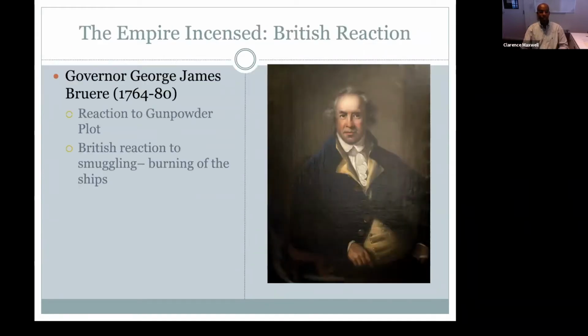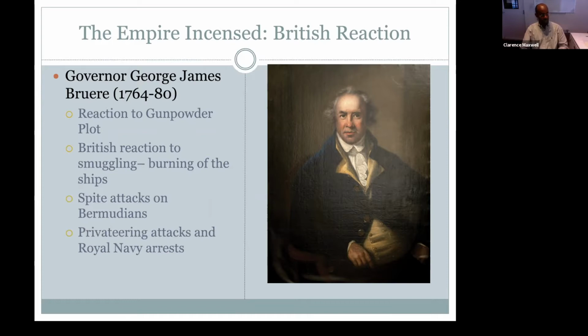Unsurprisingly, Governor Burrell was furious, and there were passive-aggressive attacks, much of them aggressive, spite attacks on Bermudians and privateering attacks by the Royal Navy. But he found himself frustrated, and this would lead to having to come up with another system to deal with trade with people whom they felt were traitors.